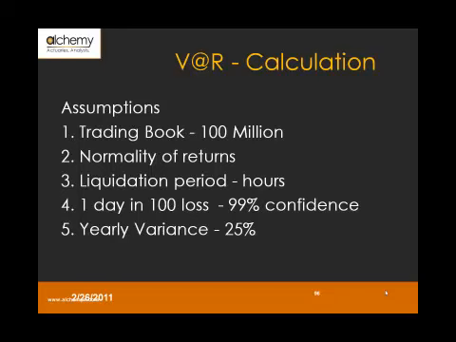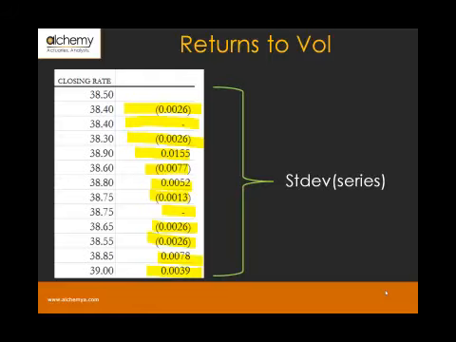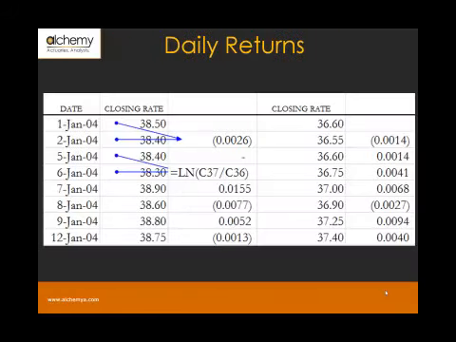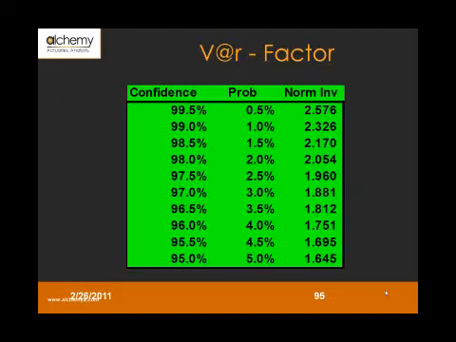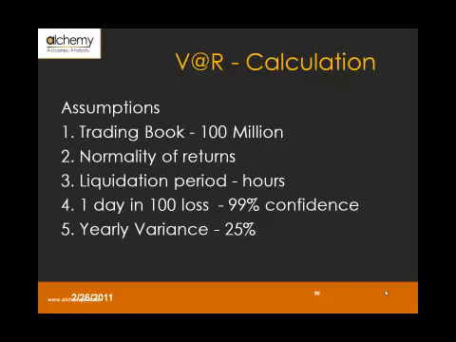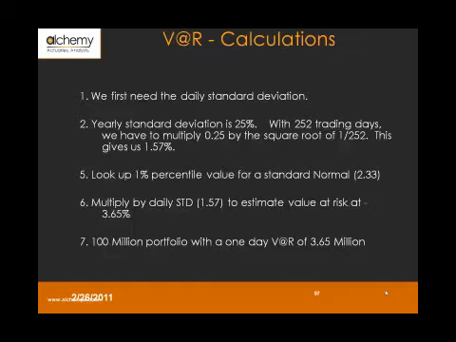So from a calculation point of view, we are assuming that we have a trading book of 100 million. We are assuming normality of returns. We're saying liquidation period is not a problem, it can be in hours. We're looking at a 1 in 100 day loss or 99%, and we're looking at, let's say, a yearly variance of 25%. So now that we have this data, remember, daily returns, standard deviation, which is your vol estimate, then picking up the confidence level or a factor that you want to work with. When we picked ours, that's 2.32. Then taking a look at the trading book and the overall yearly variance.